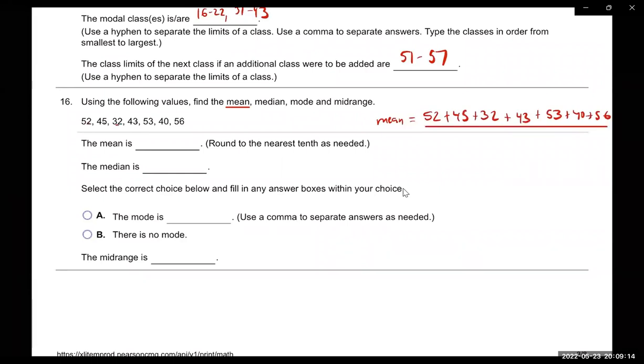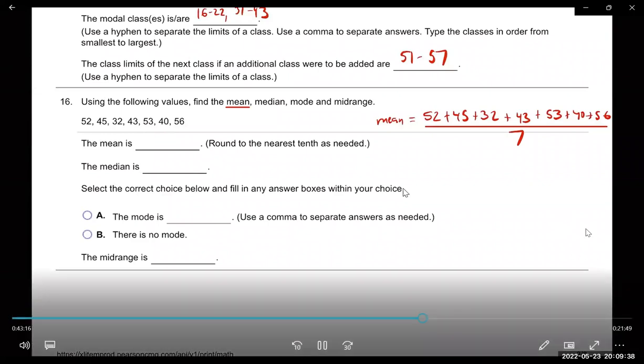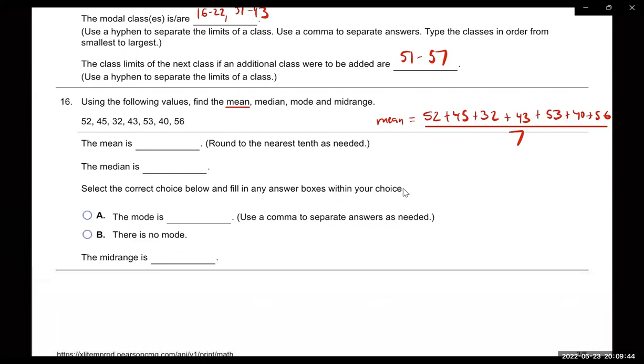And I think there are 1, 2, 3, 4, 5, 6, 7. So there's seven numbers, so you divide by seven. Okay, yeah, I'm getting 321 divided by seven. Anybody get 45.857? Yes. All right, so it's round to the nearest tenth. 45.857, the nearest tenth would be this place. So that's going to bump that up to a 9, right? 45.9. Yes.